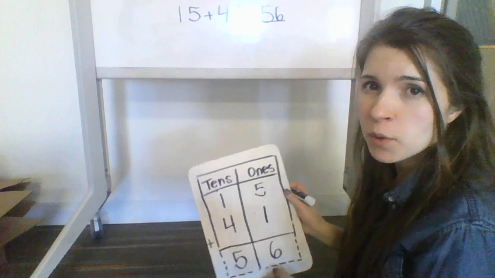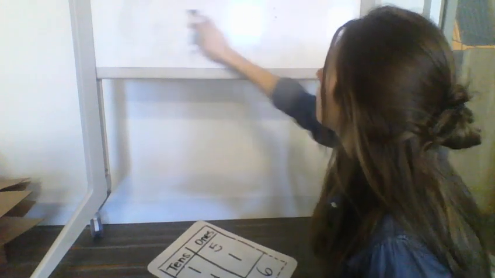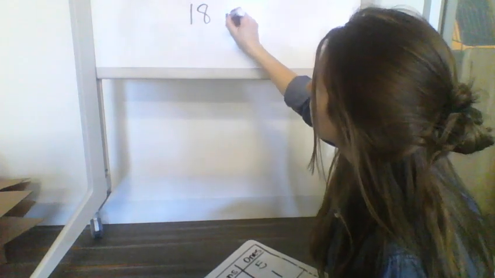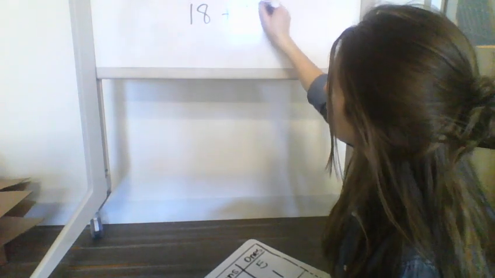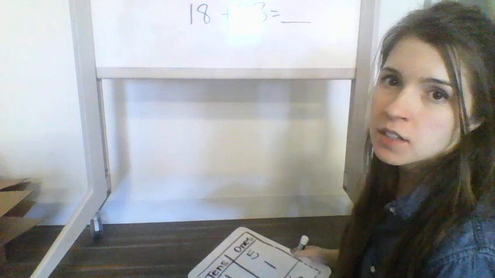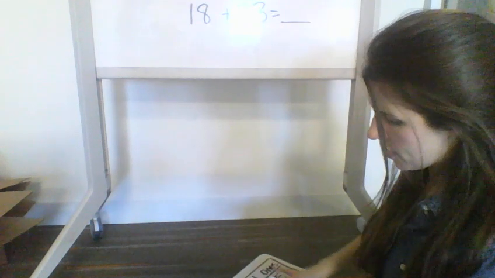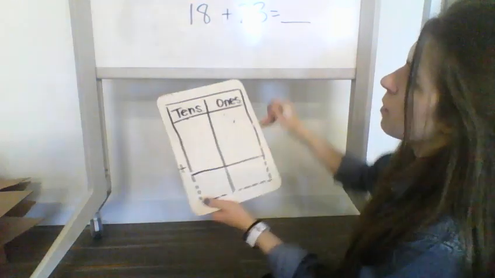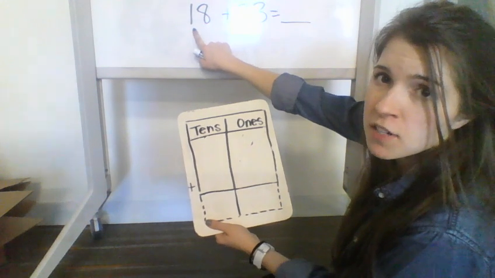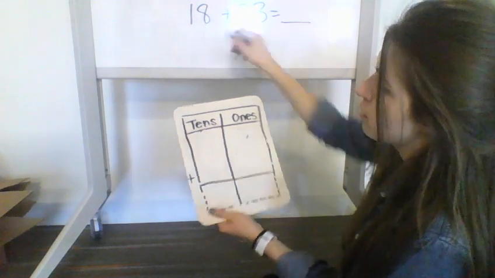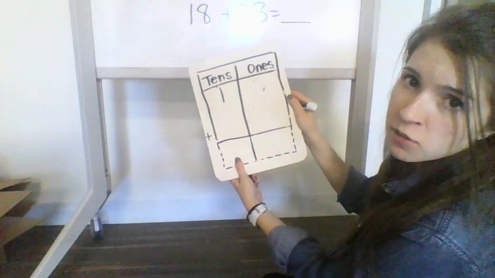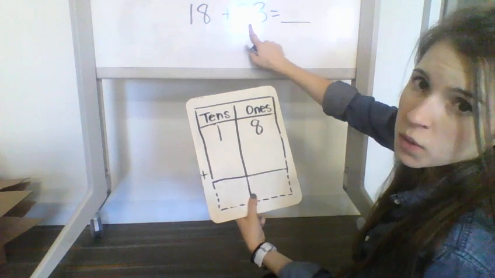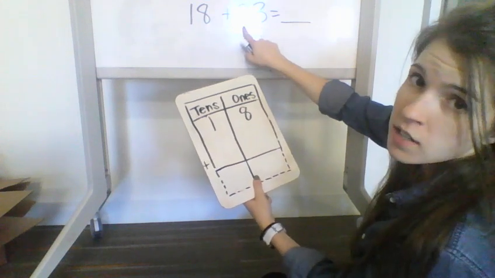Let's try one more before we do our examples. What if I have the problem 18 plus 23? So 18 plus 23. I'm going to write that in our columns. So remember, 18, the 1 is in the tens place value and the 8 is in the ones place value. So plus 23. So the 2 is in the tens place value.